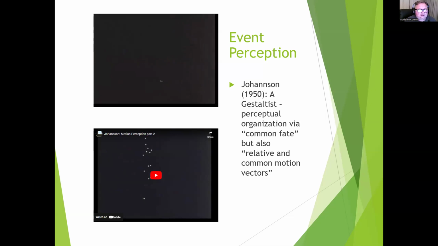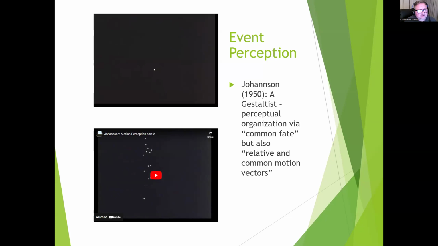Here's another single isolated dot. Now, what is this? Can you tell? It might not be very obvious what that was. But now let's add a couple more dots so that we can have, instead of an absolute motion vector, some relative and common motion vectors. And it might become obvious that we are watching a human leg walking across the screen.